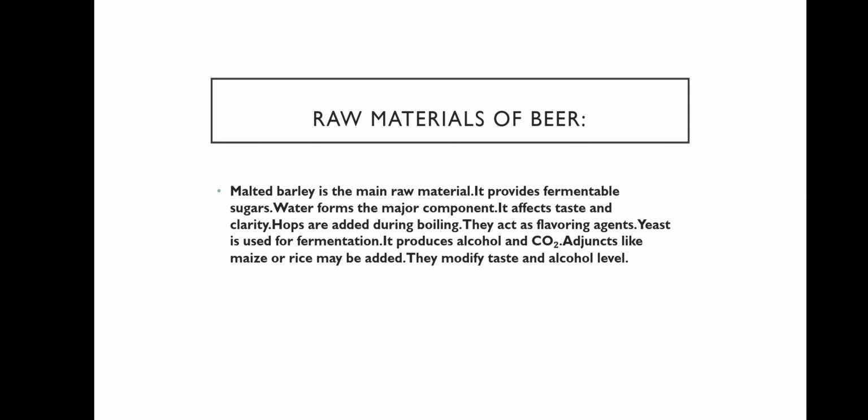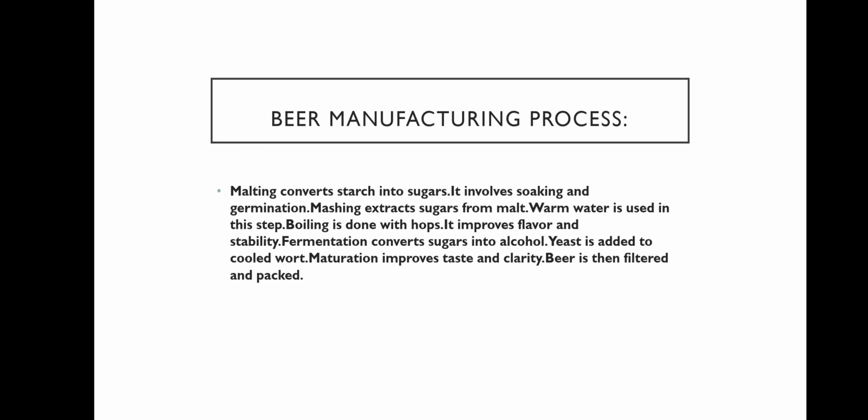Raw materials of beer. Malted barley is the main raw material. It provides fermentable sugar. Water is the major component. It affects taste and clarity. Hops added during boiling act as a flavoring agent. Yeast is used for fermentation. It produces alcohol and CO2. Adjuncts like maize and rice may be added. They modify taste and alcohol level.